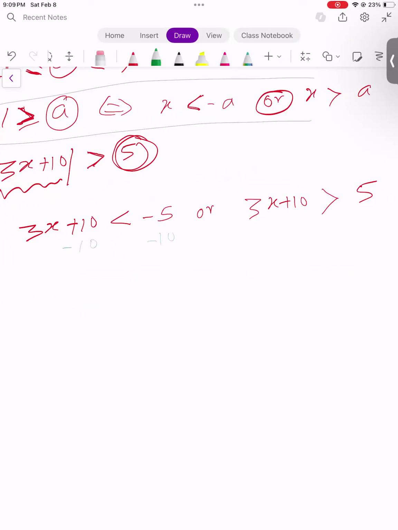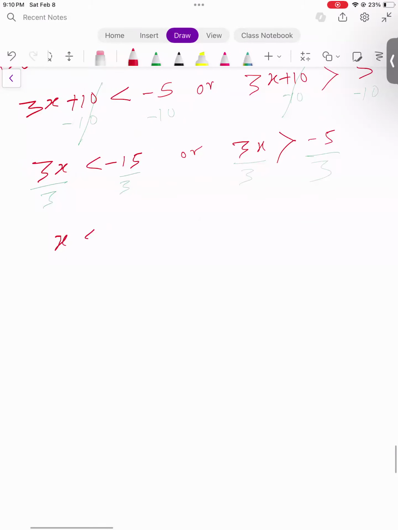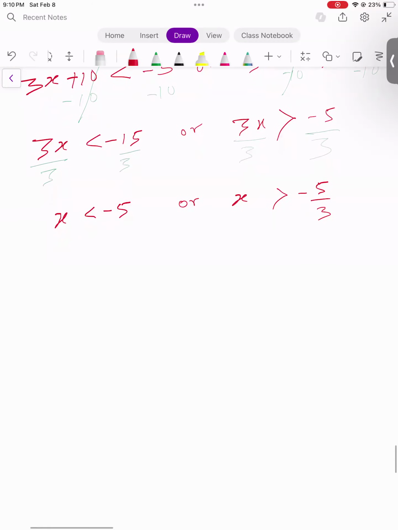Subtract 10, subtract 10. This is gone, this is gone. So we have 3x less than negative 15, or 3x greater than 5 minus 10, minus 5. We get rid of 3, divide by 3, we are dividing by a positive number, so the inequality remains the same. 3x divided by 3, x less than -5 or x greater than -5/3. Okay, and we need our answer in interval notation.